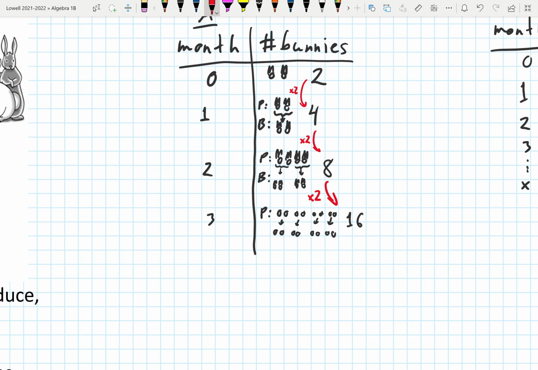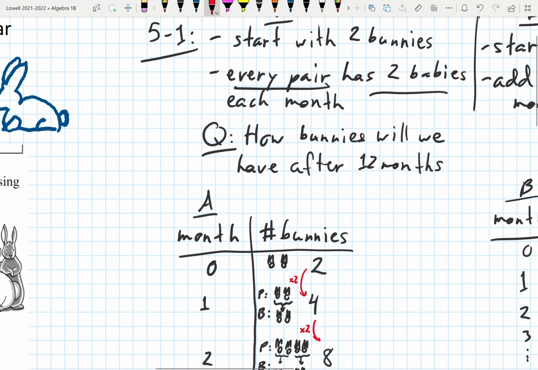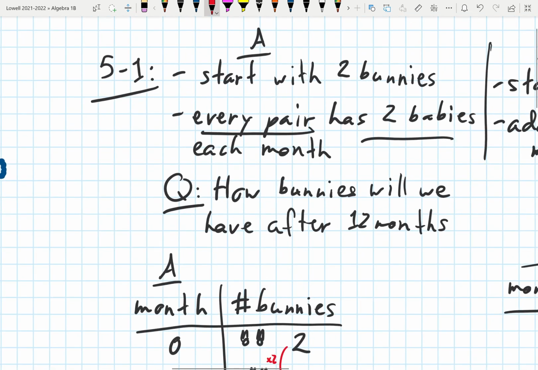Let's try to think about why this makes sense, or why in this situation times 2 is a logical pattern. Notice that in this situation, every pair has 2 bunnies once again.